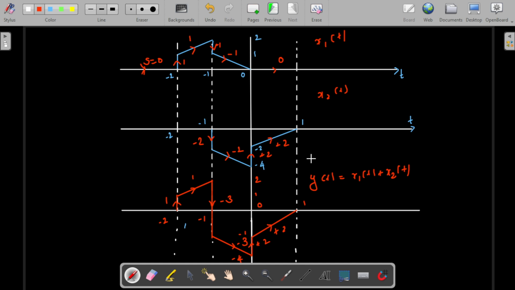So that's it, guys. This will not be that difficult. Addition of signals is not that difficult. This is a matter of mathematics only. So I hope you guys were able to do this.